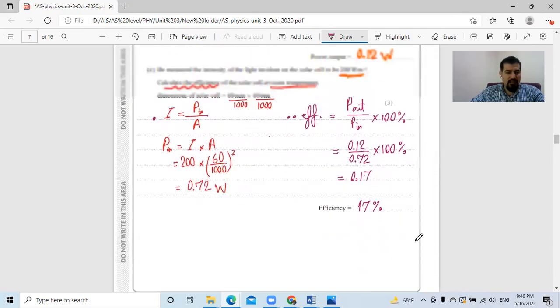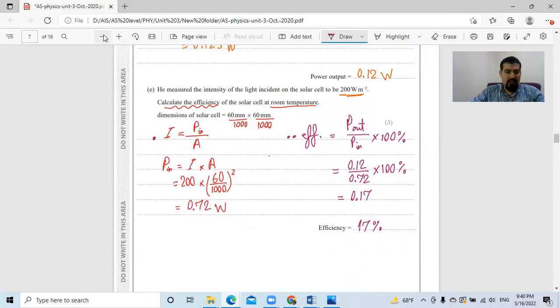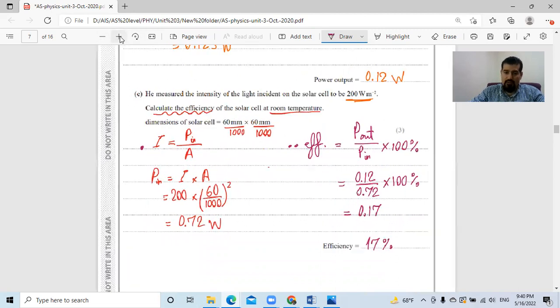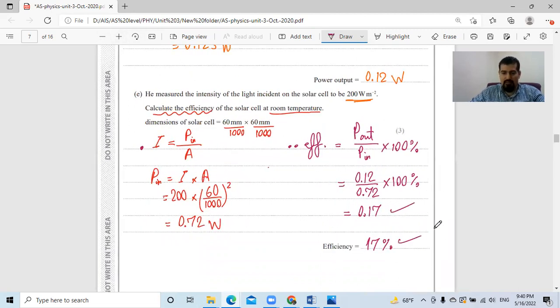Let's move on. Can I say 17 divided by 100? It's a ratio. You can write it like this or like this. You can write it 0.17 or you can write it 17%. Efficiency is a ratio, yes.